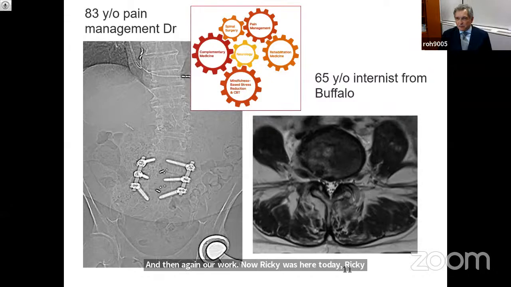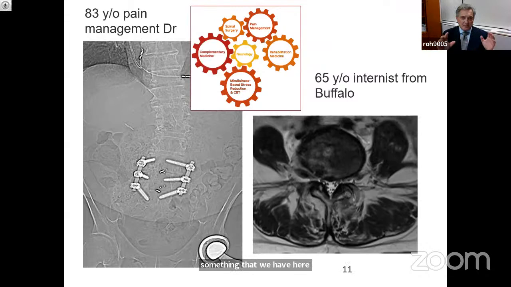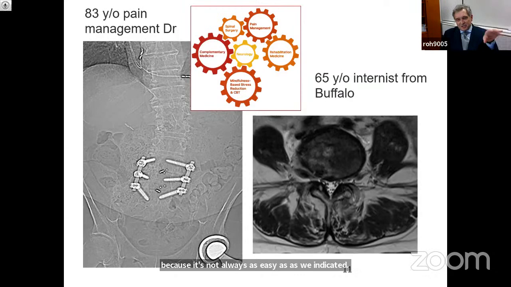So again, those are all examples of how you leverage something that we have here, the interdisciplinary, multidisciplinary approach to work up patients and come up with a proper diagnosis, because it's not always as easy as just looking at the MRI scan. Not everybody has the classical symptoms of lumbar stenosis. Sometimes it can be quite confusing, and that's exactly where it's so helpful to have other specialists who are great diagnosticians, and also eventually for the treatment. But you have to talk to your colleagues and take advantage of what they do as well.